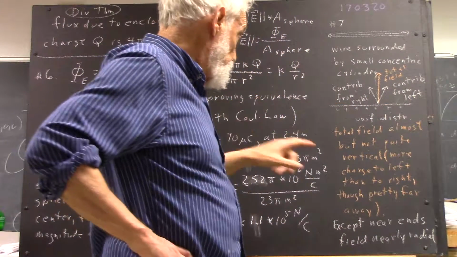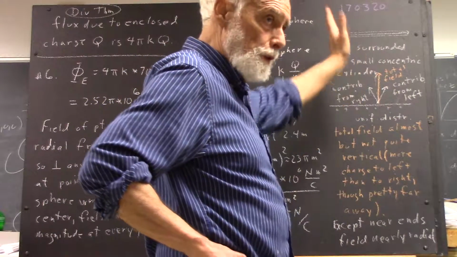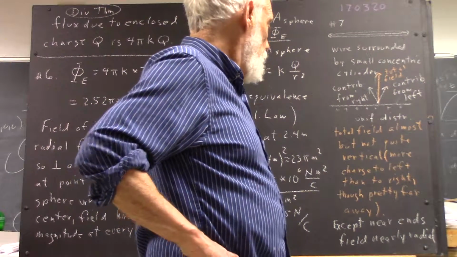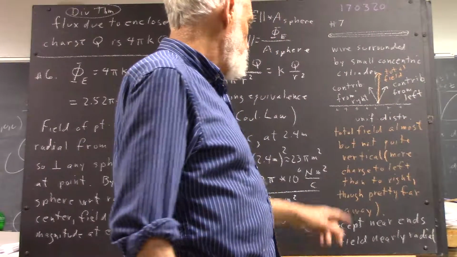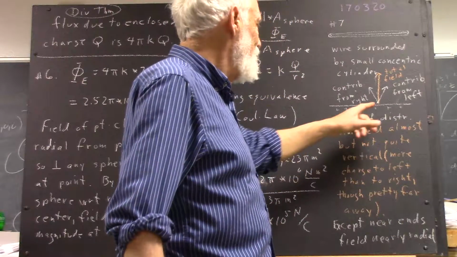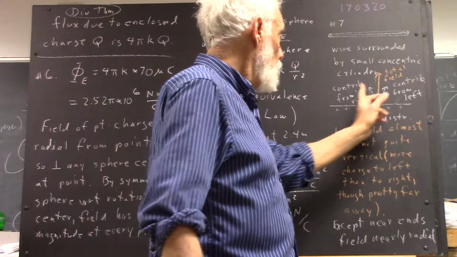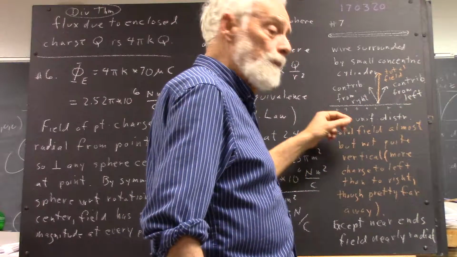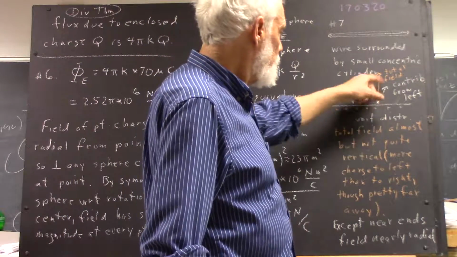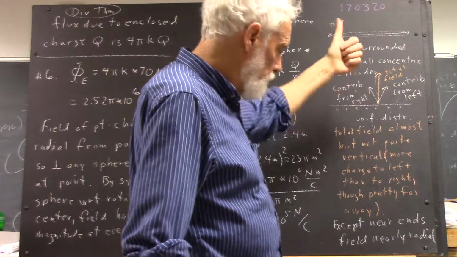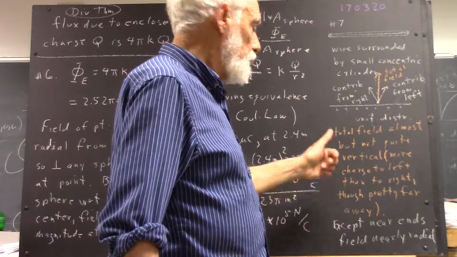Okay. We conclude that the field's almost but not quite vertical at this point, vertical in the plane of the board. There's more charge to the left than to the right, and that should be left and that's right. Though the charge that we have on this side that we don't have on this side is pretty far away. So the distance is pretty great, and you don't have a huge difference, meaning that this total field is going to be pretty darn close to vertical at that point. So except near the ends, the field is nearly radial.